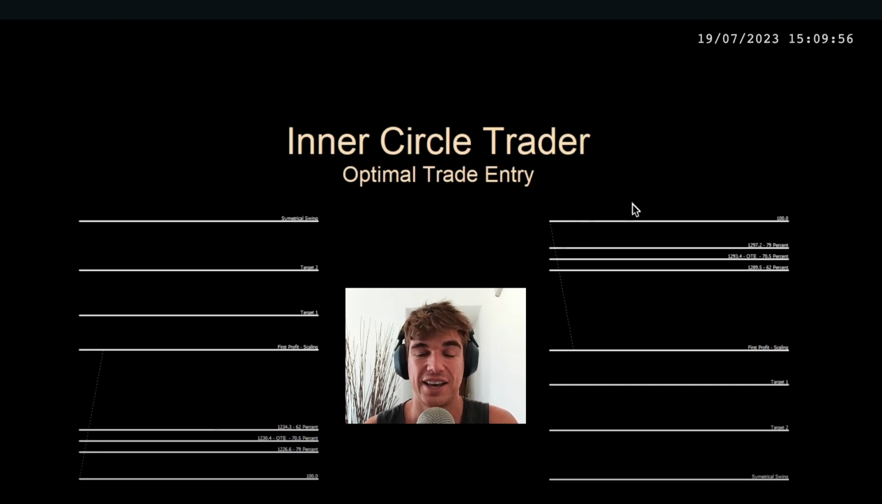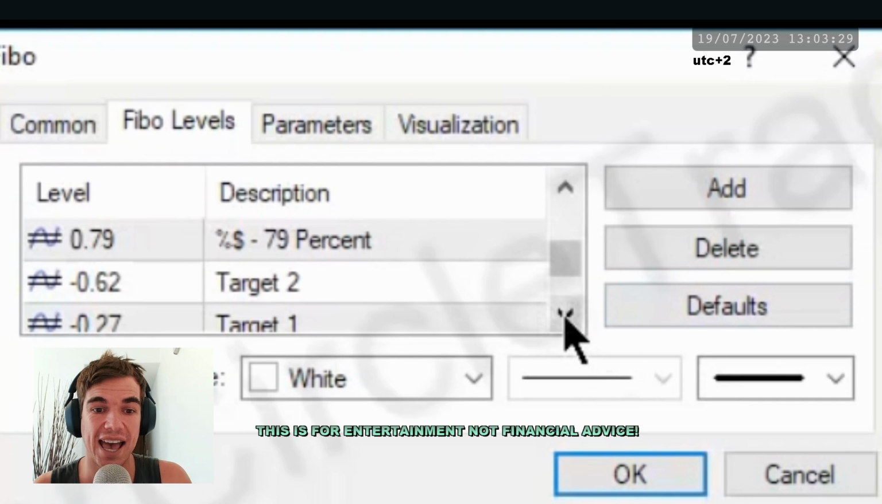And there you have it. Let's jump in. This is how it represents the MT4 at the time, how I would place the numbers in.